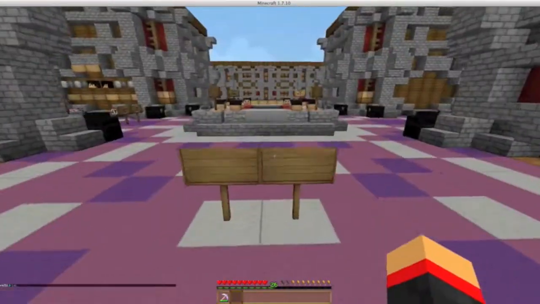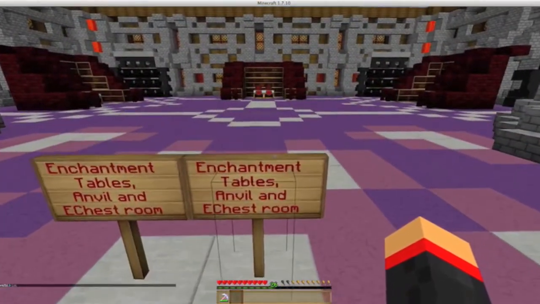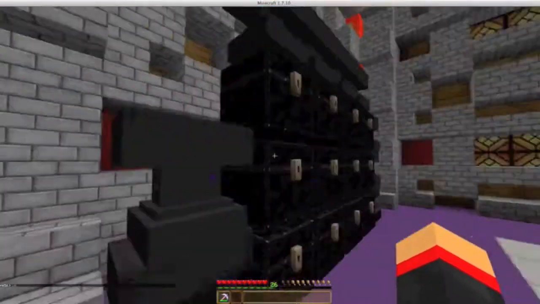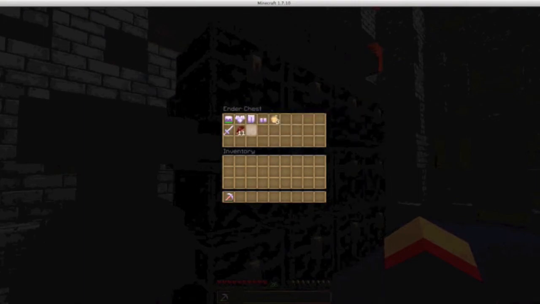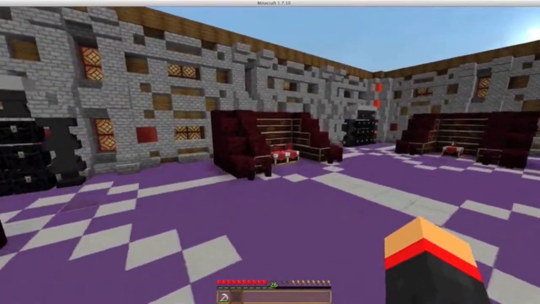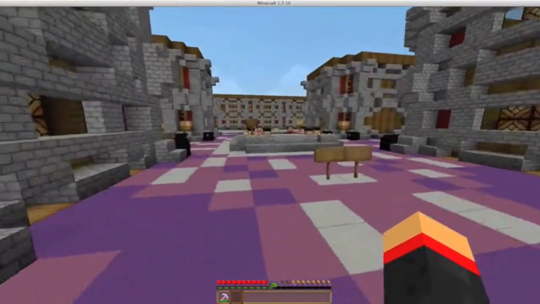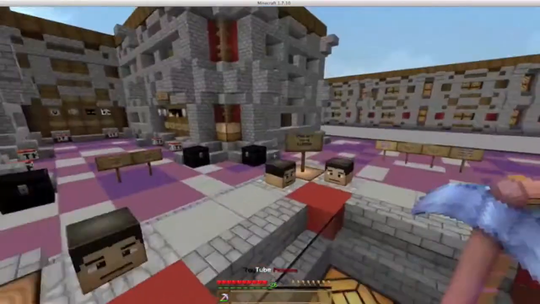So this is where you go enchant and anvil. You use that, and they have ender chests where you can get all your stuff. I got reset armor and stuff in there, and the enchantment tables to enchant your items.